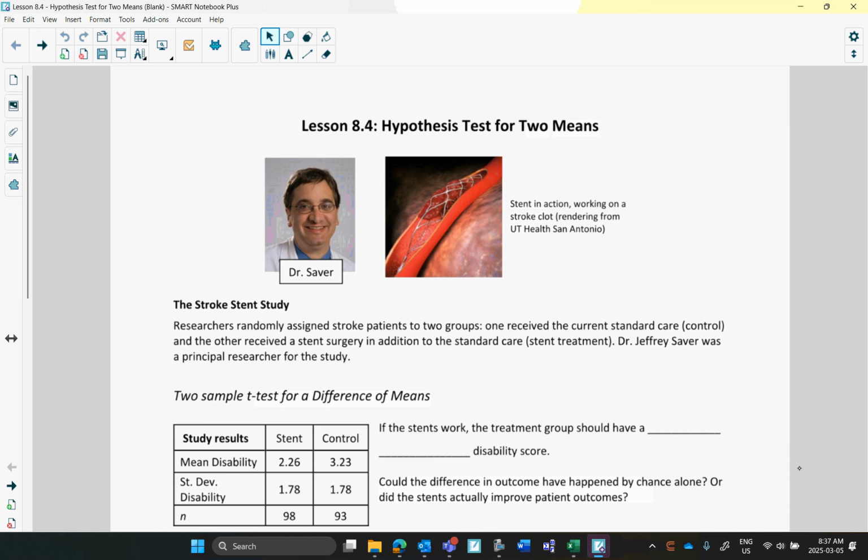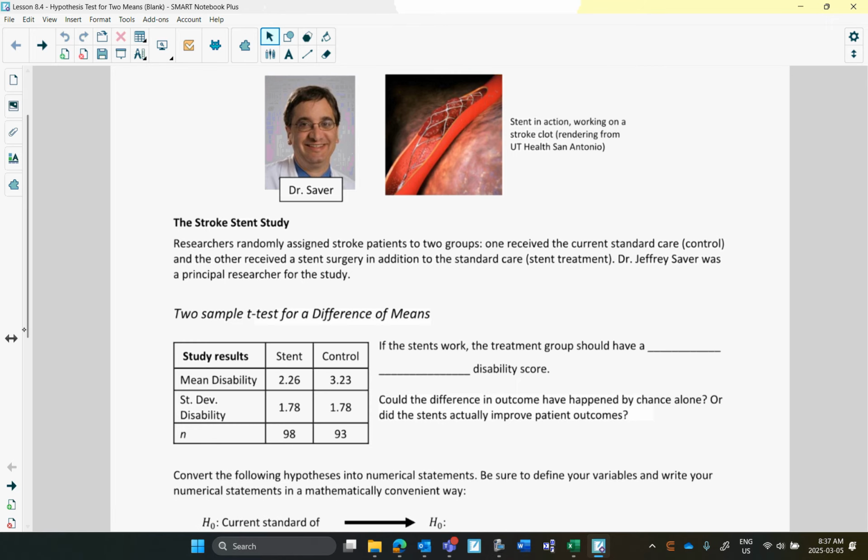Hypothesis test for a difference between two means. And the example today is something called the stroke stent study, where researchers randomly assigned stroke patients to two groups, one receiving the current standard of care, which is the control group, and the other receiving a stent surgery in addition to the stent.